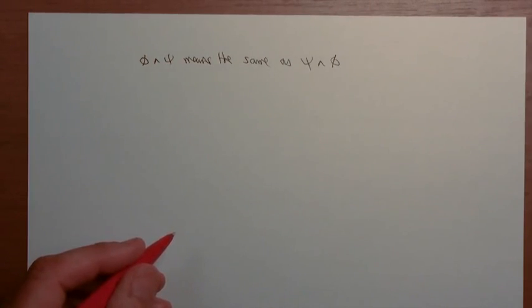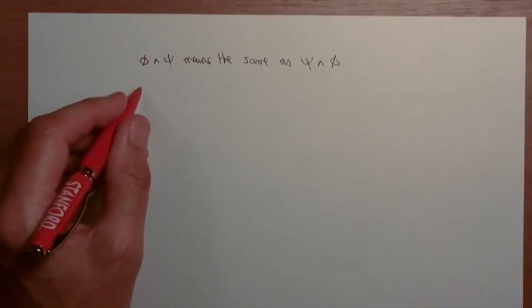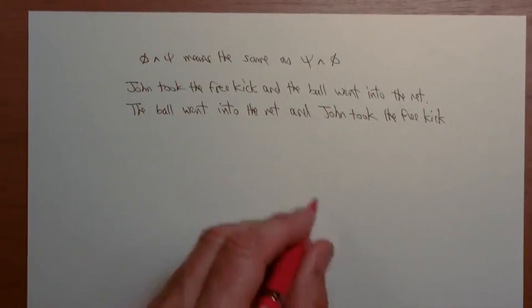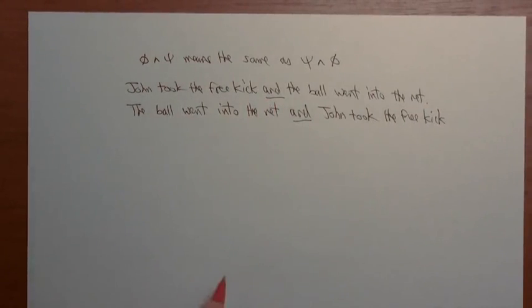But that's not the case for the use of the word and in everyday English. For example, John took the free kick and the ball went into the net. That doesn't mean the same as the sentence, the ball went into the net and John took the free kick. They're both conjunctions, and the two conjuncts are the same. One of them is John took the free kick, the other one is the ball went into the net. But anyone who's familiar with soccer realizes that these two sentences have very different meanings. The fact is, in everyday English, the word and is not commutative. Sometimes it is, but not always.